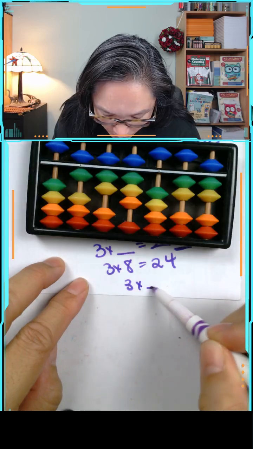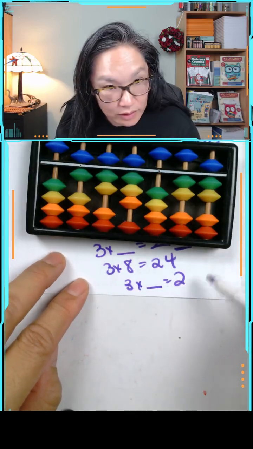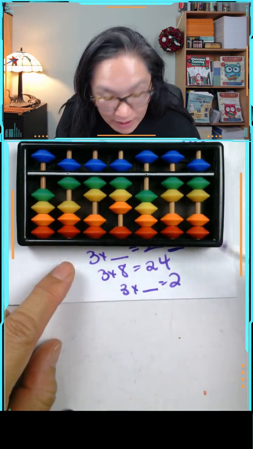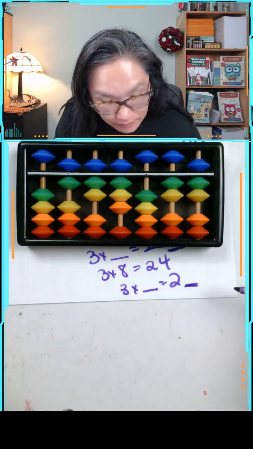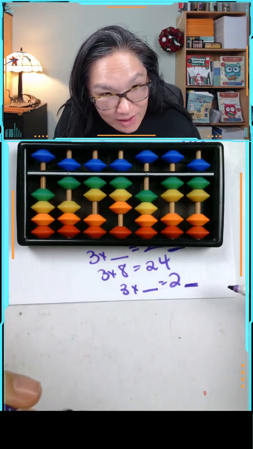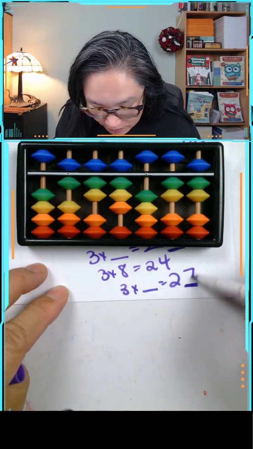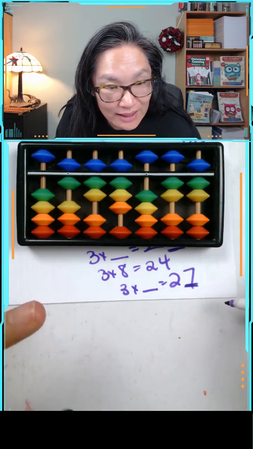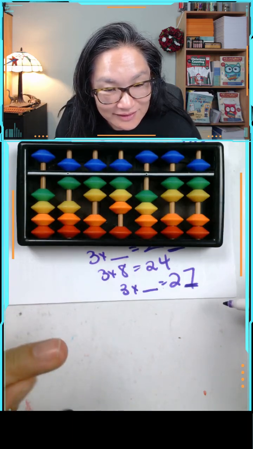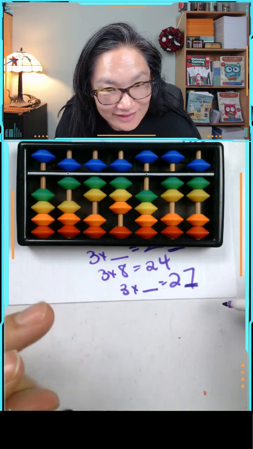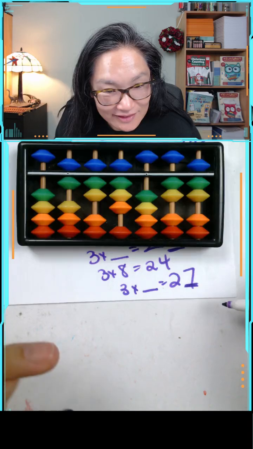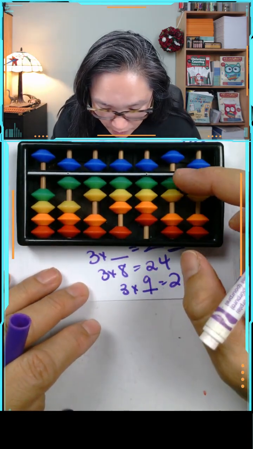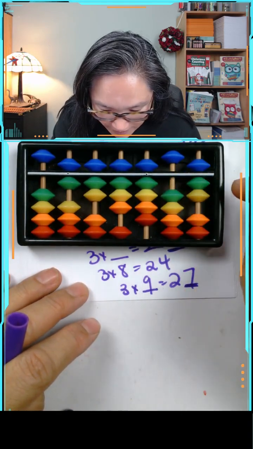3 times what is equal to 2? Can you do it? No. We have to make it a double digit. What's the double digit? 7. 3 times what is equal to 27 or less? It is 9. Add the 9 here. Take away 20. Take away 7.